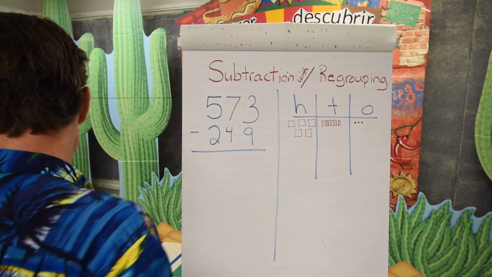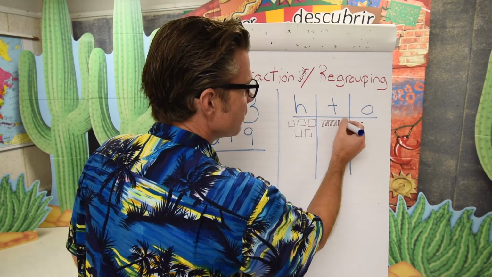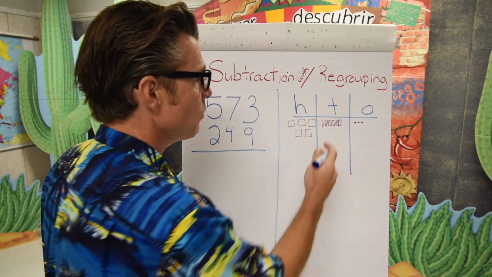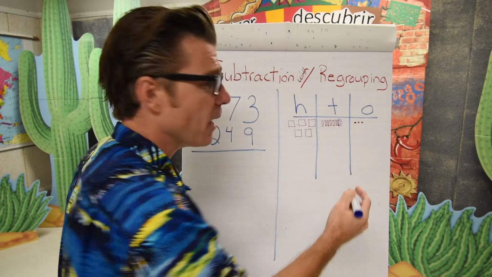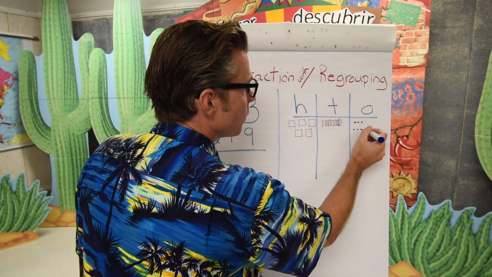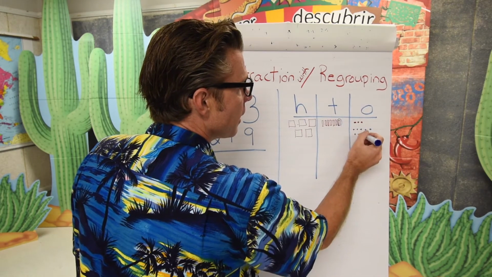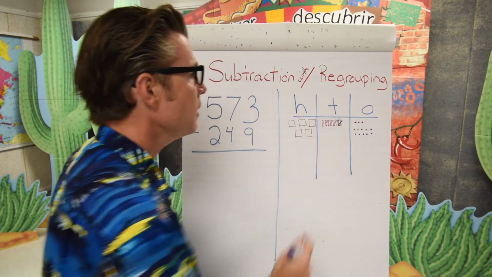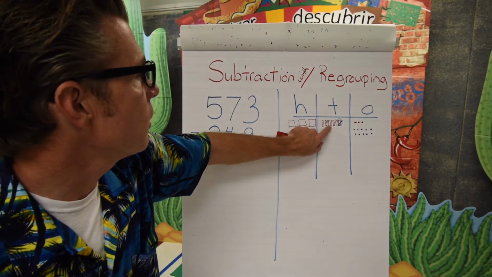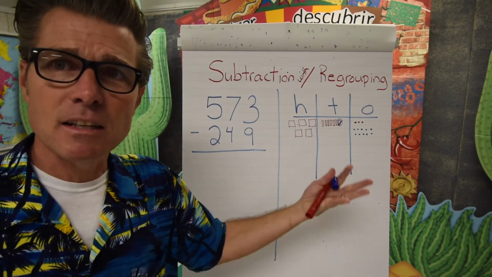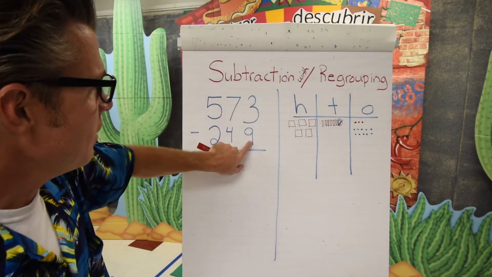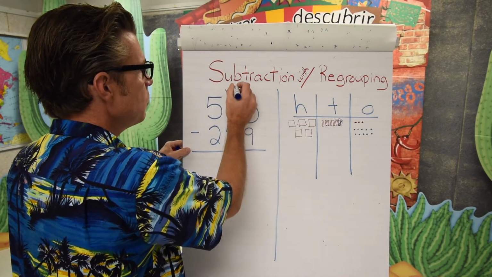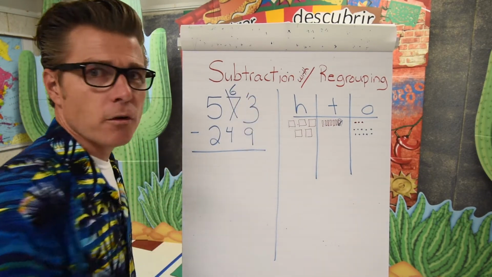So we're going to take a look at our tens here, and I'm going to take one of these tens and break it up into 10 ones, and add it to my ones side. 1, 2, 3, 4, 5, 6, 7, 8, 9, 10. Now this ten is gone, so I'm going to mark through that ten, leaving only 1, 2, 3, 4, 5, 6 tens left. So we're going to come over here to the 7, mark through our 7, put a 6 up, and add 1 to the 3.